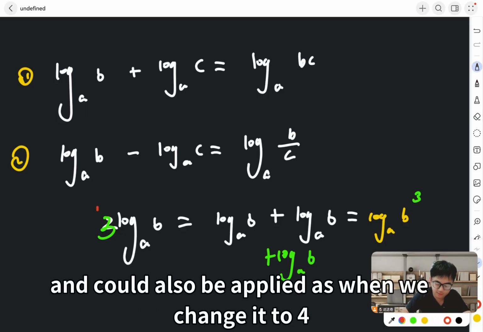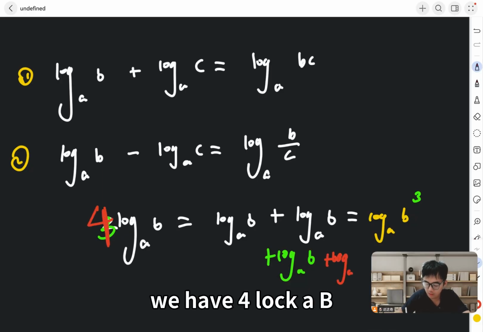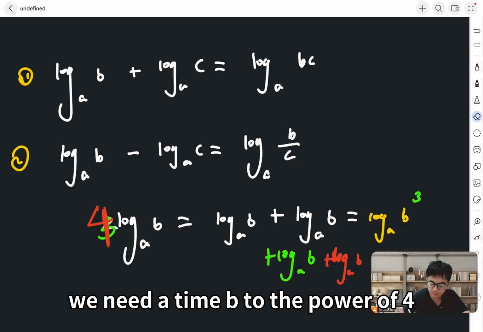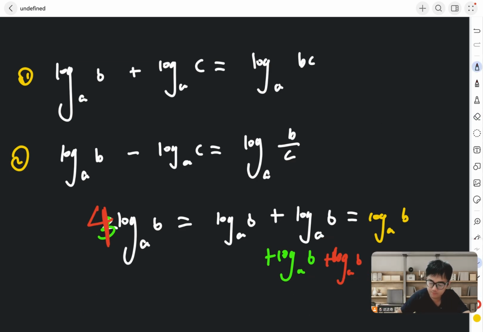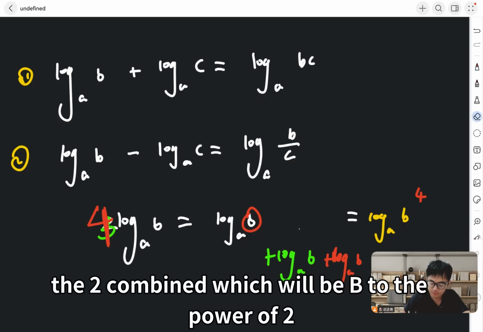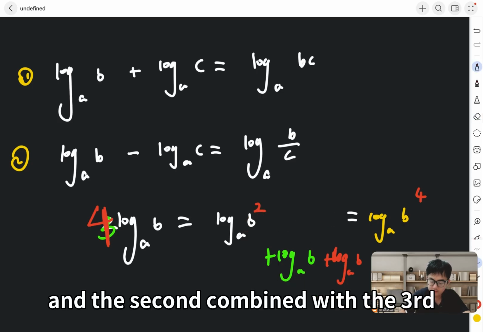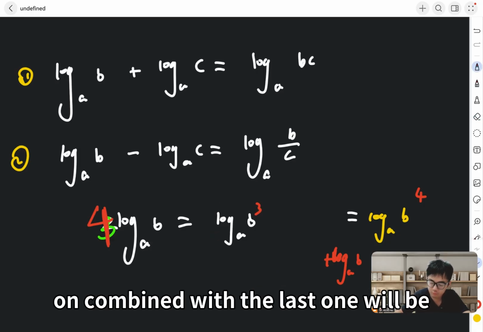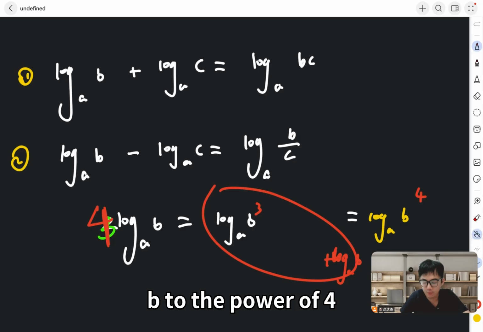It could also be applied when we change it to 4: we have 4 log a b. If we want to add them together, we multiply to get b to the power of 4. Because the first two combined give b to the power of 2, the second combined with the third gives the power of 3, and combined with the last one, it will be b to the power of 4.